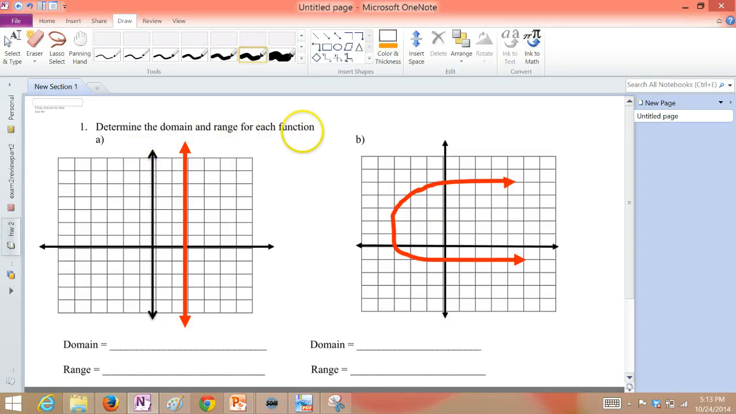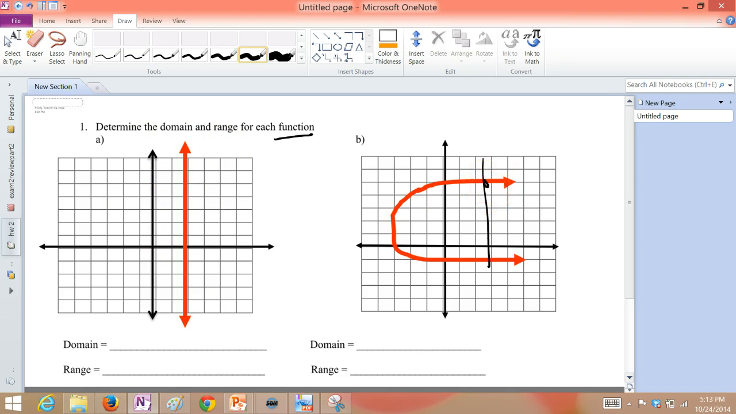Determine the domain and range of each function. Technically, if a function fails the vertical line test, it's not a function. If a graph of a function fails it, it's not a function. The vertical line test is where every vertical line can only cross the function once and only once.